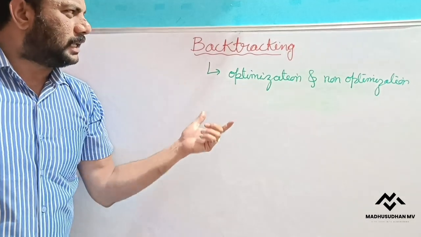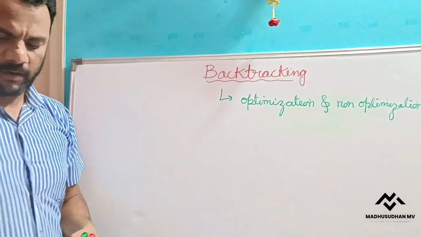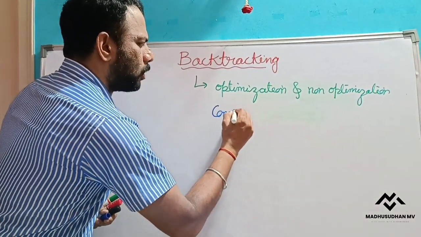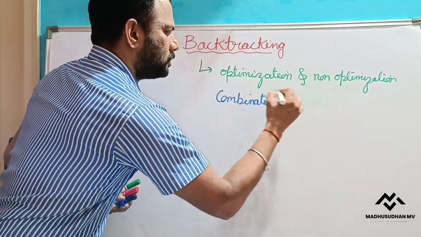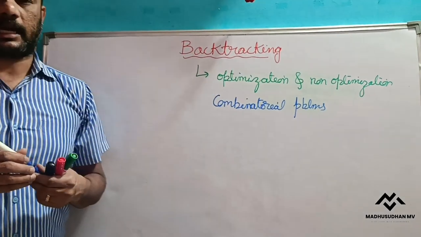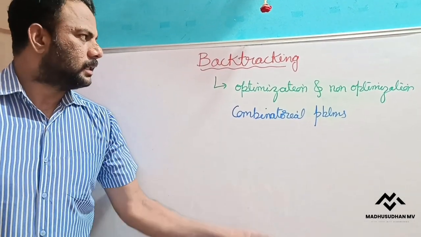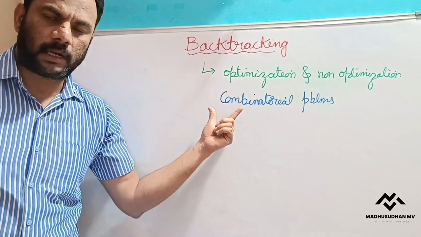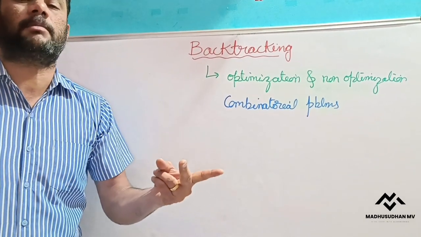Generally, backtracking can be applied to problems which have a large state space. That means combinatorial problems, where there are many combinations for the solution. For that type of problems, we can apply the backtracking technique. Generally, it can be applied to combinatorial problems which cannot be solved in polynomial time.